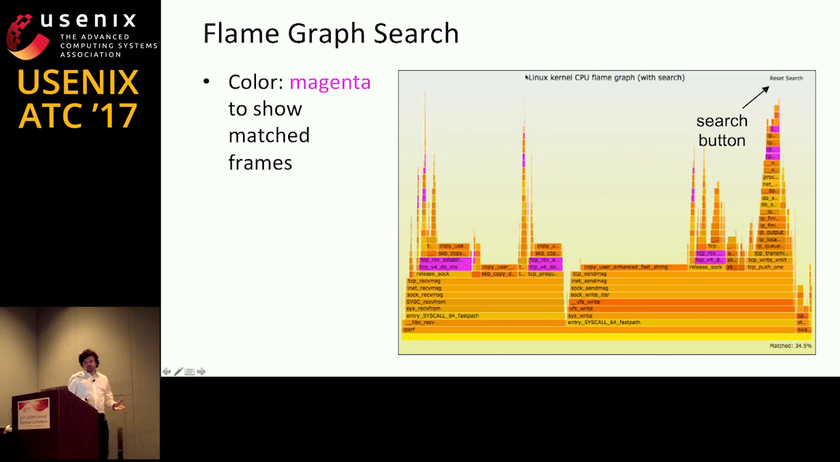Flame graph search, I already mentioned, very useful. So you can search, and it also adds up the cumulative time. Sometimes you need to understand a function that's scattered all over the place. And it's just quick. Flame graph search will tell you the cumulative time.